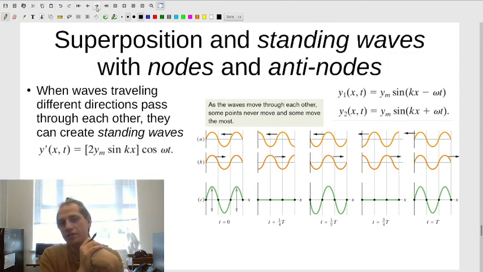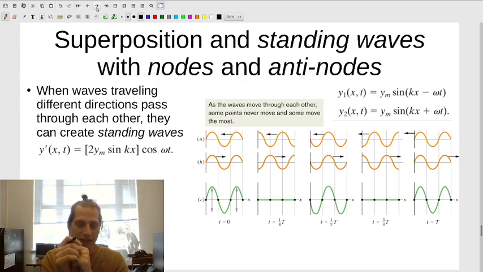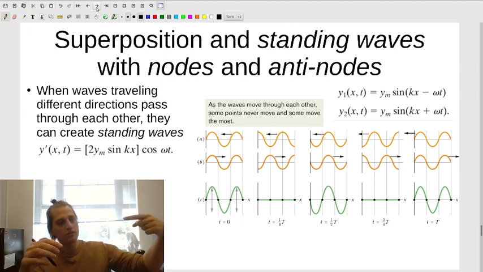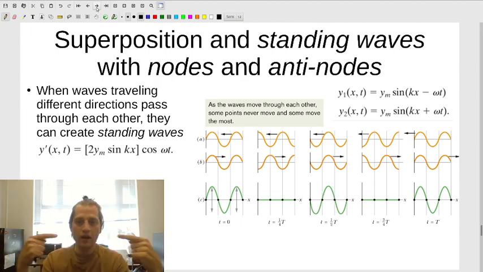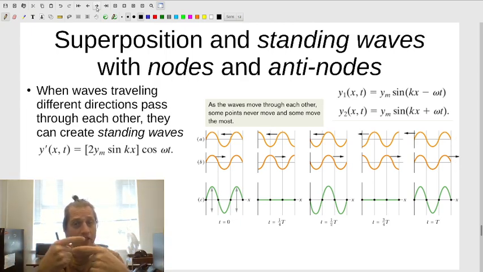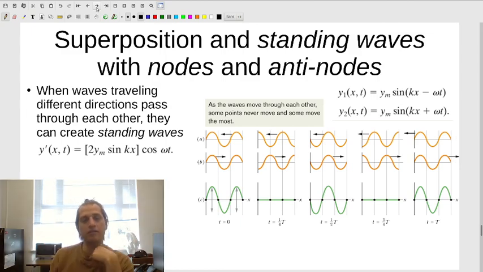It's also the key to one of our most beautiful physics phenomena, which is standing waves and resonance. So last time we talked very briefly about resonance, but today I want to end with the idea of a standing wave. And here's the idea. Suppose you have one wave that's traveling this way and one wave that's traveling that way. And both of those waves have exactly the same wavelength. Same wavelength, same frequency, same period, but they're traveling in opposite directions.